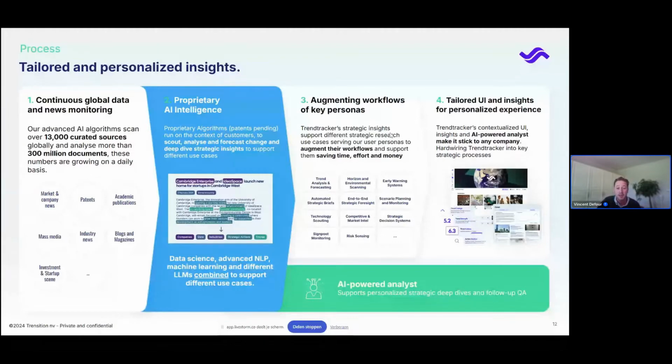By doing so, we can support different workflows that strategy teams might have, whether it's trend analysis, horizon scanning, risk sensing, market intel, and a lot of these other typical use cases that are heavy, intensive in time and effort.